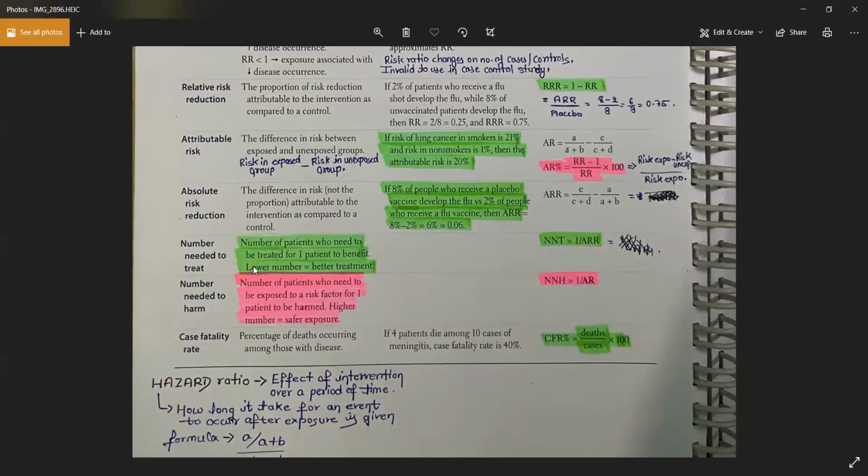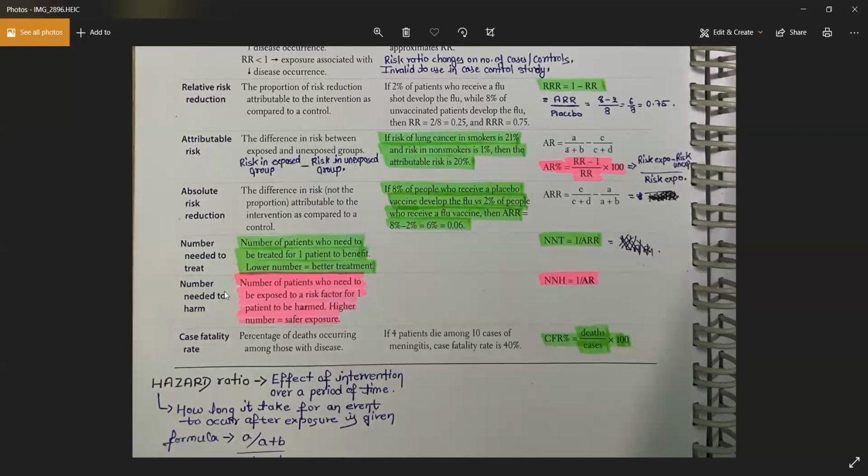Yeah. The lower the number needed to treat, the better the treatment, right? So the number needed to treat is equal to 1 upon the absolute risk reduction. A higher number would be a poor treatment. A lower number would be a better treatment, because you need to treat just a few patients to get a beneficial effect in one patient. But if you have a very poor treatment, then you need to treat at least 1,000 or 2,000 patients before you get a beneficial effect in one patient, right? So that's what the term means.